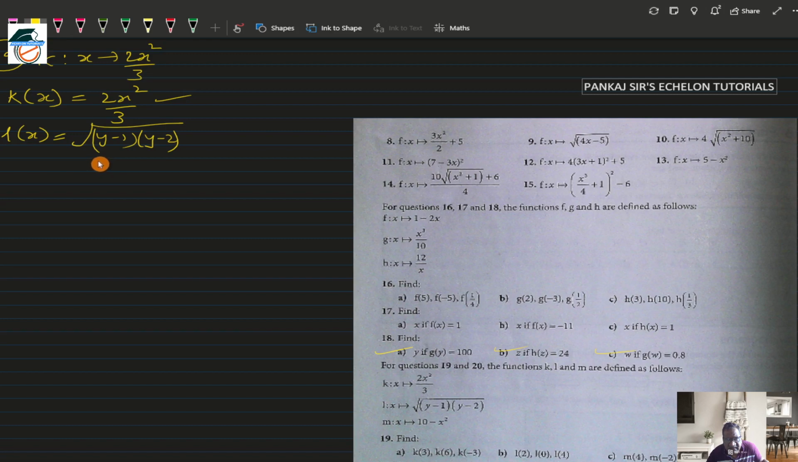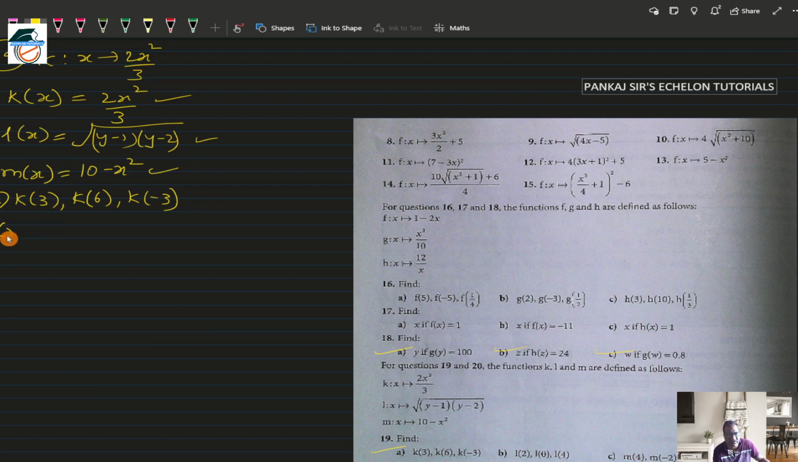K and L are given, and M is also given. M of x is given as 10 minus x square. So these are the three functions, K of x, L of x, and M of x. With respect to these three functions, we have to answer question number 19. Part A is: find the values of K of 3, K of 6, and K of minus 3.